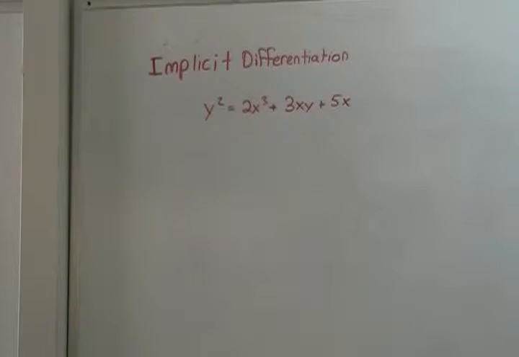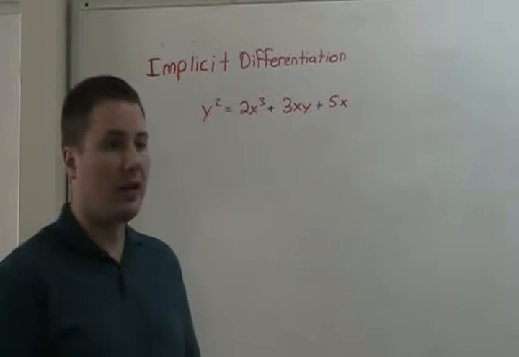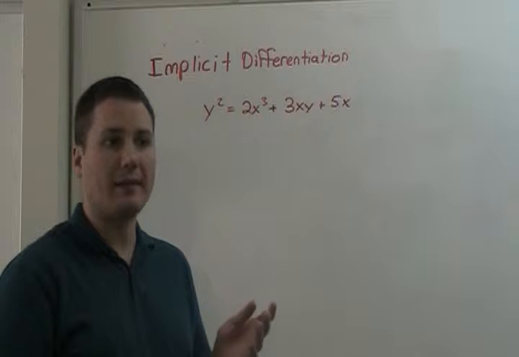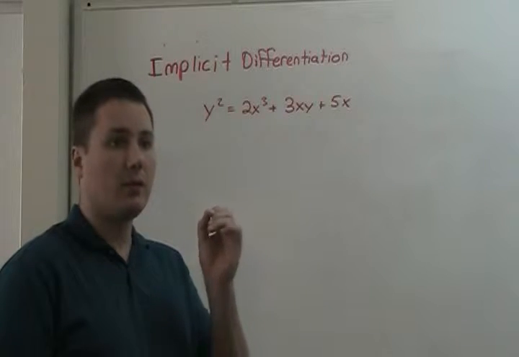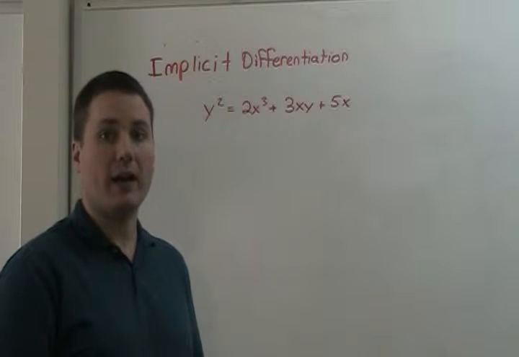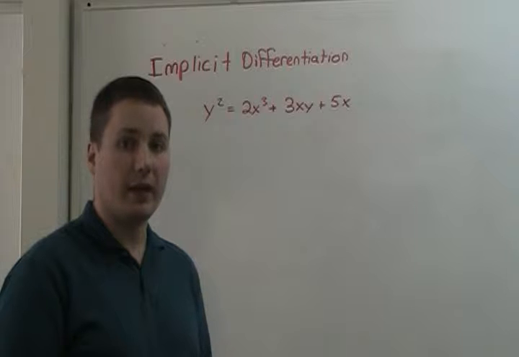Alright, for our next problem we're going to do implicit differentiation. Now implicit differentiation is basically taking the derivative of a function that's not defined explicitly for y. That's why it's called implicit. So anytime you see a y with a squared or a y on both sides of the equation, implicit differentiation is the way to go.